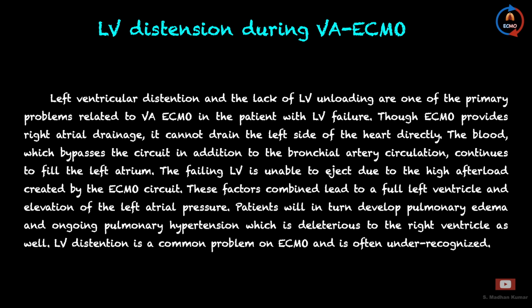The blood which bypasses the circuit, in addition to the bronchial arteries circulation, continues to fill the left atrium. The failing LV is unable to eject due to the high afterload created by the ECMO circuit retrogradely. These factors combined lead to a full LV and elevation of the left atrial pressure. Patients will in turn develop pulmonary edema and ongoing pulmonary hypertension, which is deleterious to the right ventricle as well. LV distension is a common problem on ECMO and is often under-recognized.